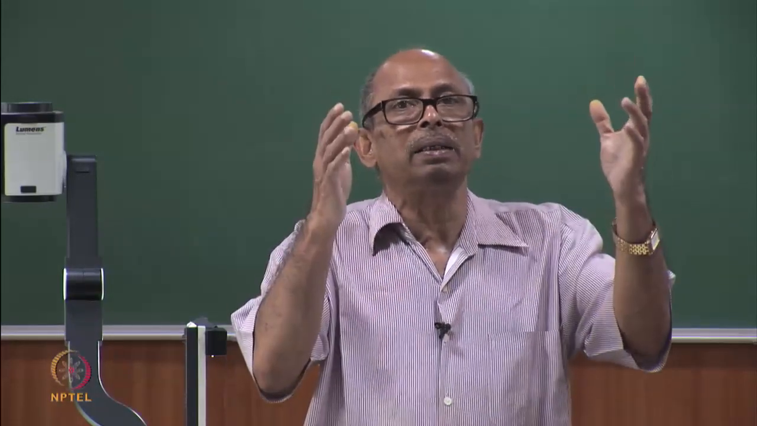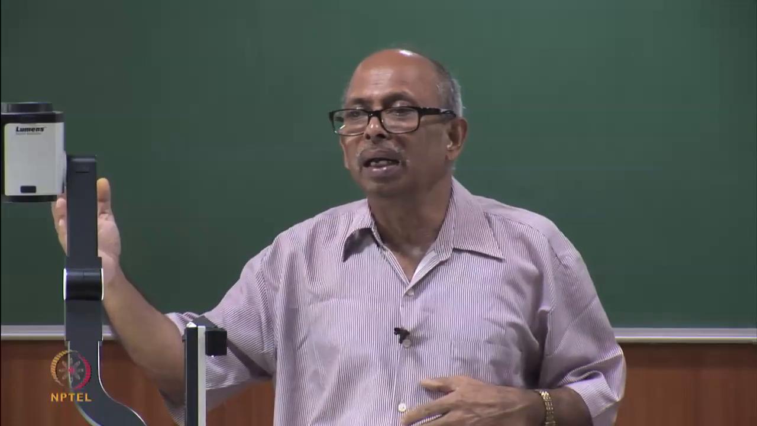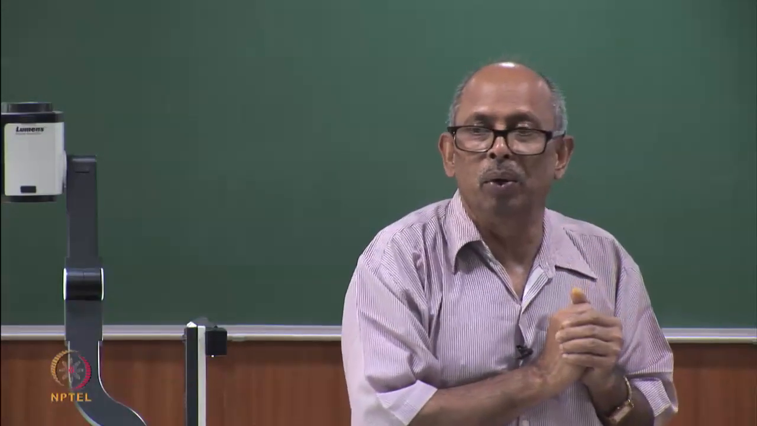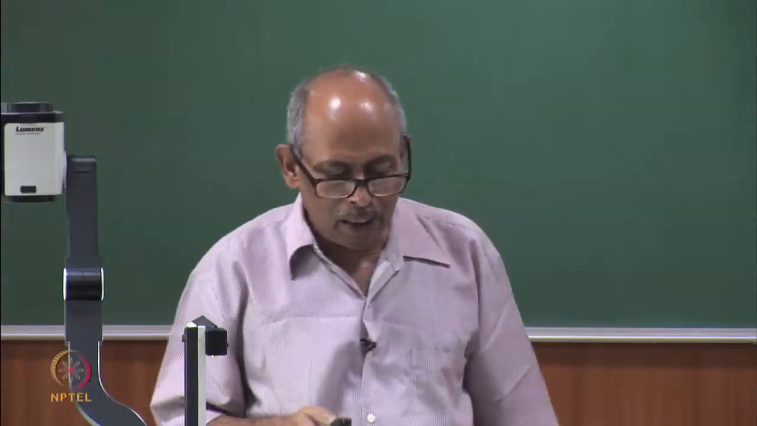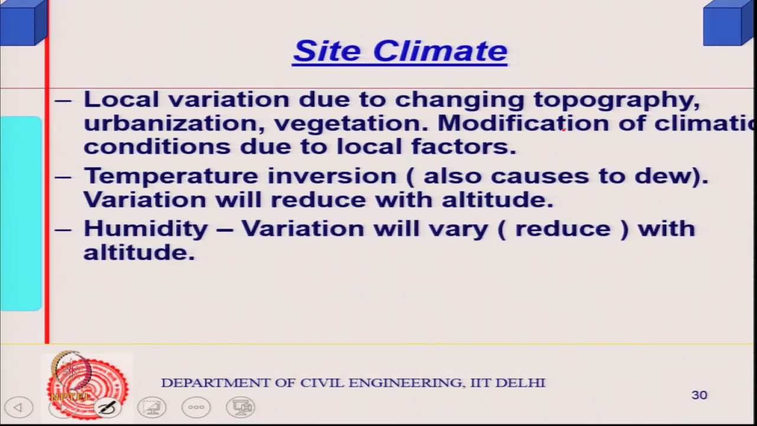If I have tall buildings, they will block the air movement and obstruct the daylight, so some areas become shadowed. So these are site climate. Local variation due to changing topography, urbanization, vegetation, modification of climatic condition due to local factors, we call site climate. Atmospheric science people call it microclimatic variation.